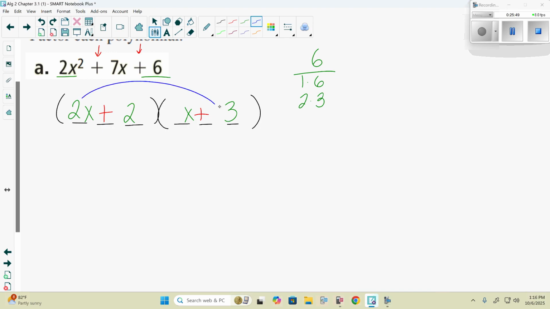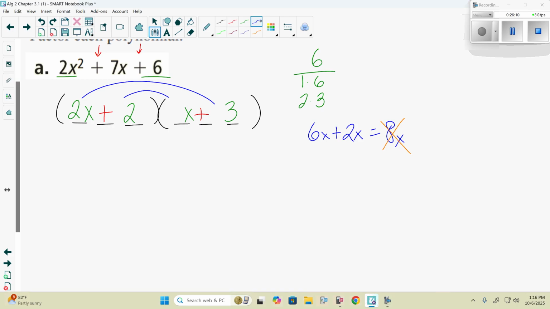Because if we check this here, 2x times 3 is 6x. 2 times x is plus 2x, and 6x plus 2x is 8x. That's not the middle term we want. Okay? Now, there's a reason I said it doesn't work.